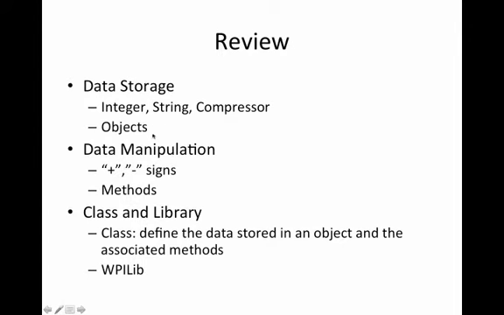We saw that you could name those objects using something called a handle. Then we saw that you can manipulate the data in your program using either plus or minus signs in the case of the integer, or using methods like concat or start for the string and compressor data types respectively. We said that a class was a set of instructions that define all the data that needs to be stored in a data type, which is called an object in this case, and it also defines all of the methods that are associated with that data type. So in the case of the string, it gives you concat. In the case of compressor, it gives you start.